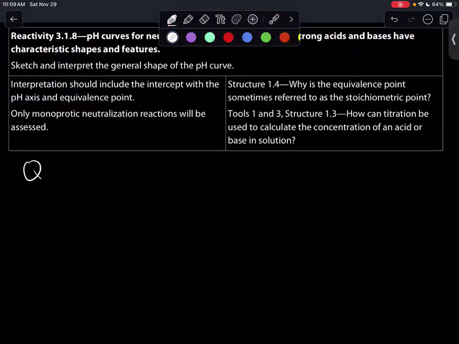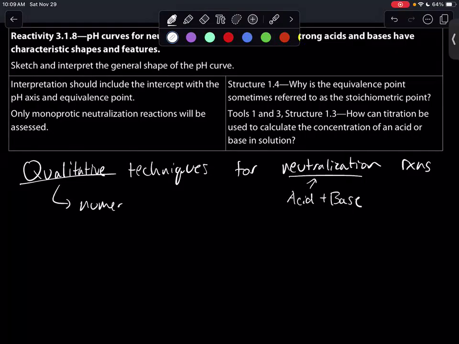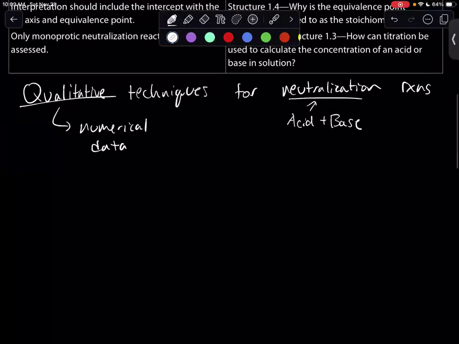So generally, we're looking at very specific qualitative techniques for neutralization reactions. And remember, a neutralization reaction is an acid plus a base. And we're using qualitative techniques, meaning we are getting numerical data. So we're not using a litmus test, which just tells us whether something's acidic or basic, but we're getting actual numerical values. But that doesn't just mean the pH, we're also talking about volumes. The main qualitative technique we use for acids and bases is titration.